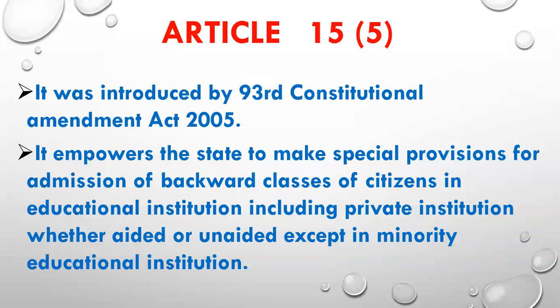Now friends, what does this article say? What is the language of this article? It empowers the state to make special provisions for the admission of backward classes of citizens in educational institutions, including private institutions, whether aided or unaided, except in minority educational institutions.